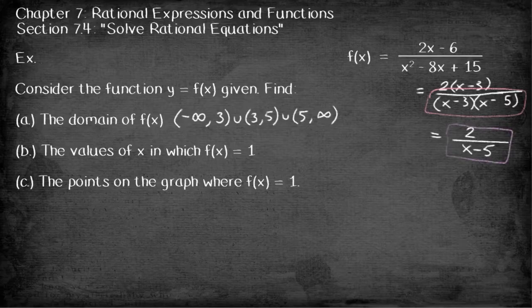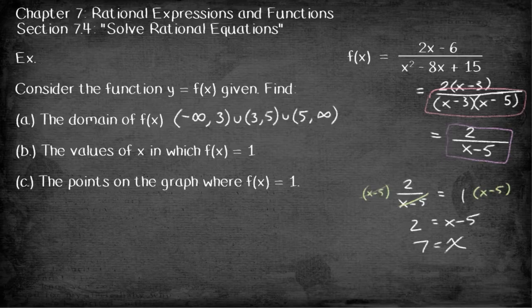And what we're going to do is take 2 over x minus 5, and we're going to set it equal to 1. And if I multiply both sides by x minus 5, I'll get 2 equals x minus 5, or 7 equals x. And that's okay. The original function is defined at 7. The original function's only not defined at 3 and 5, so 7 is okay.